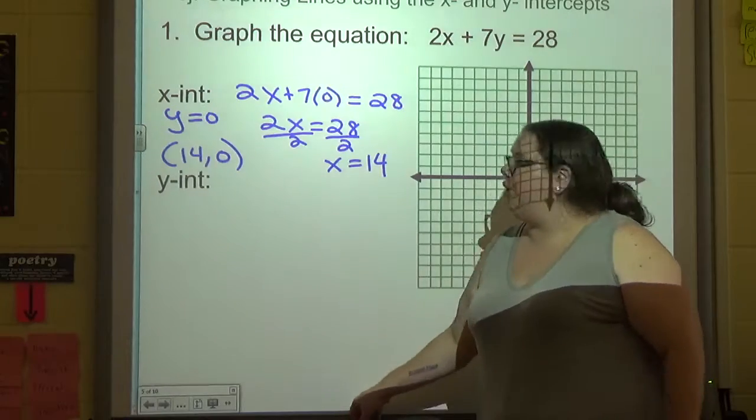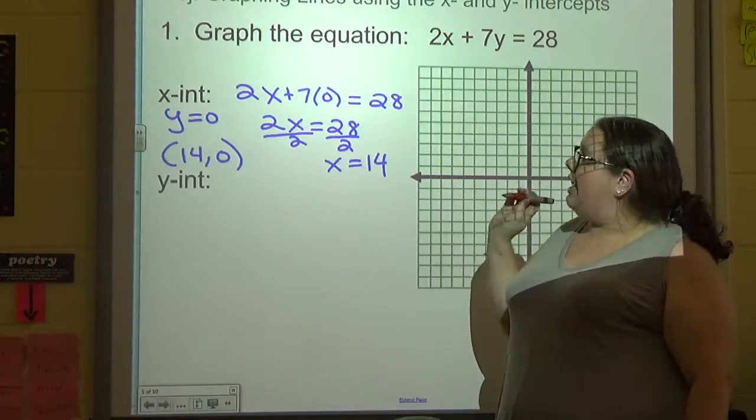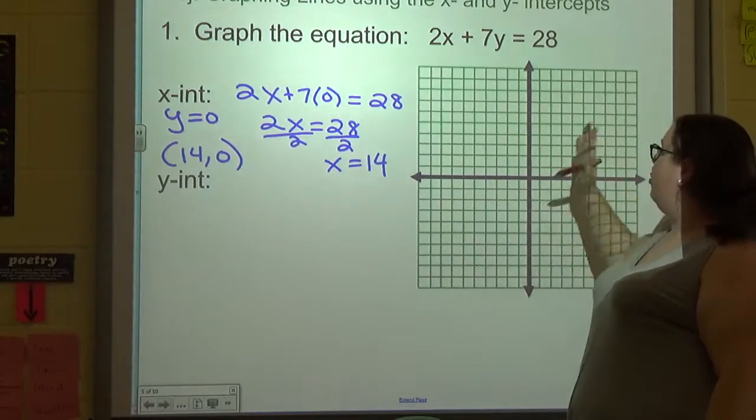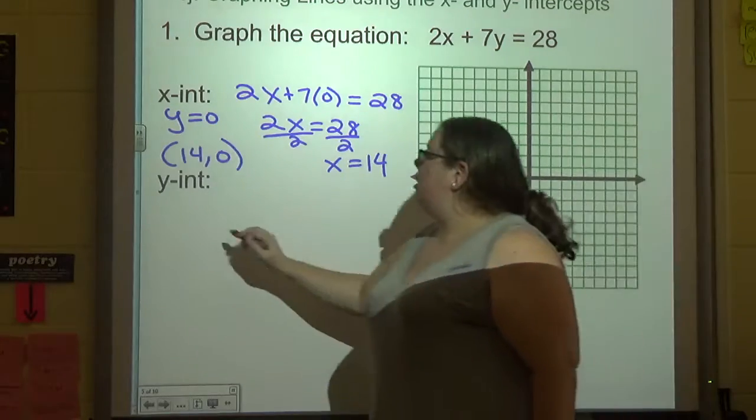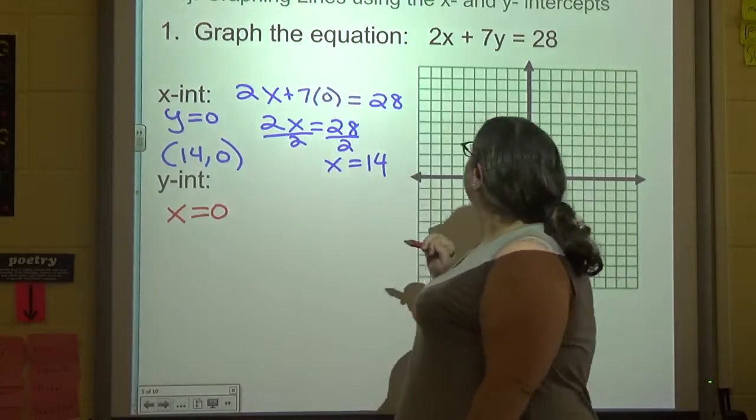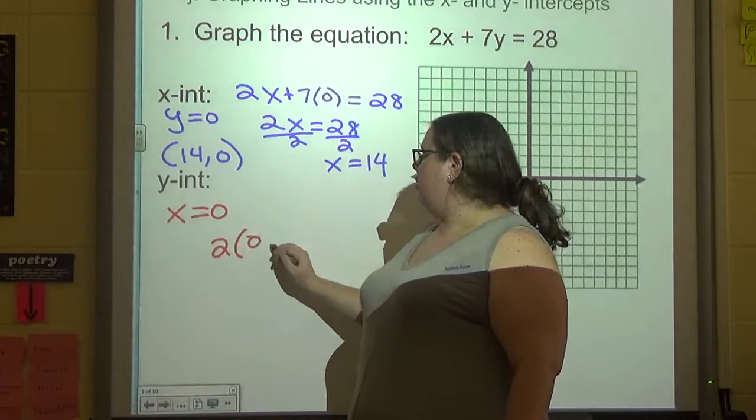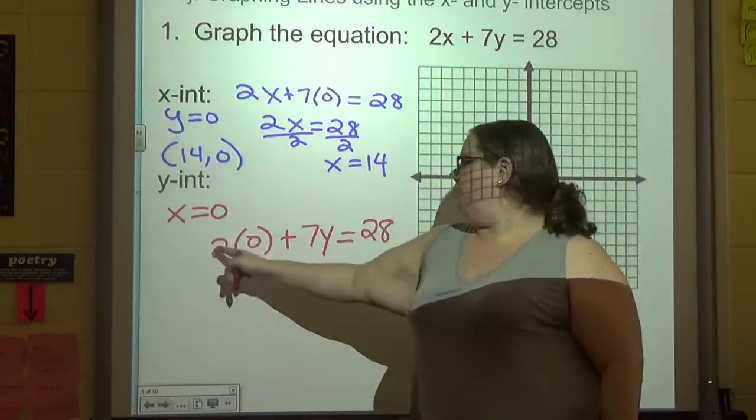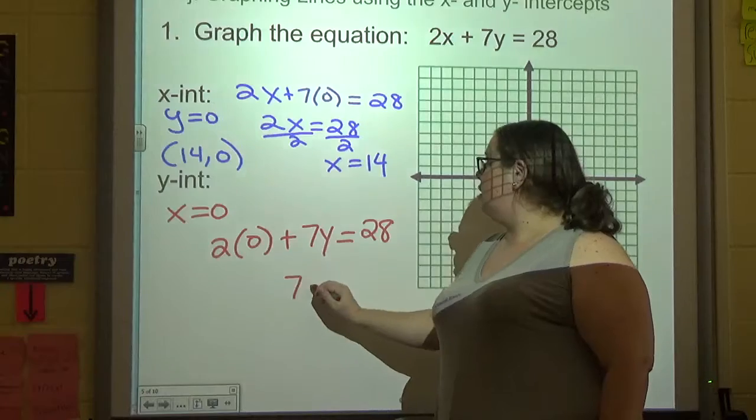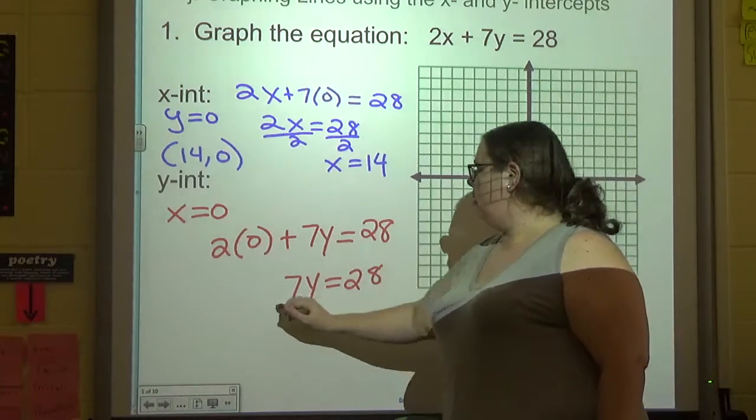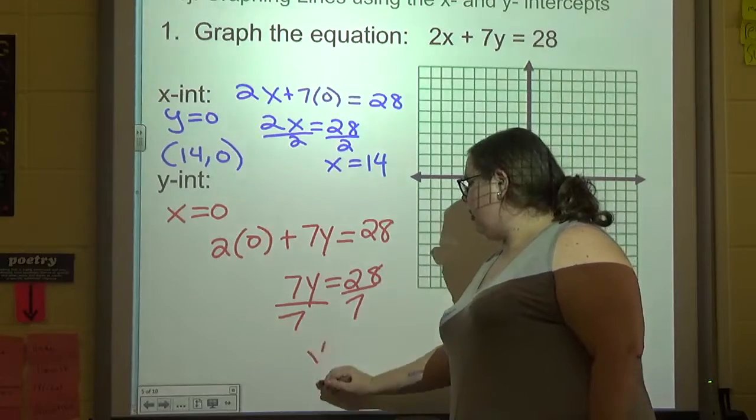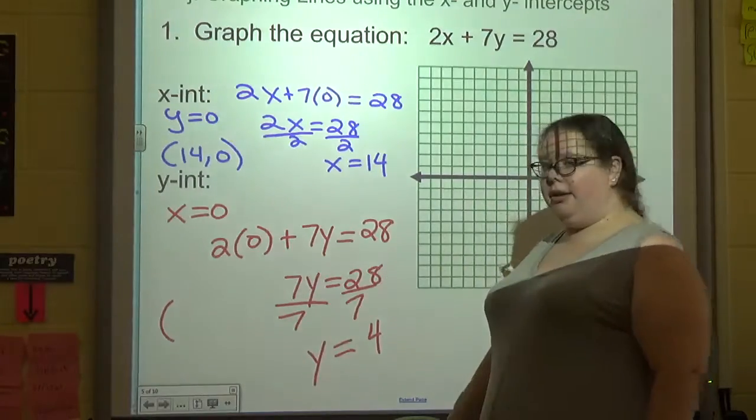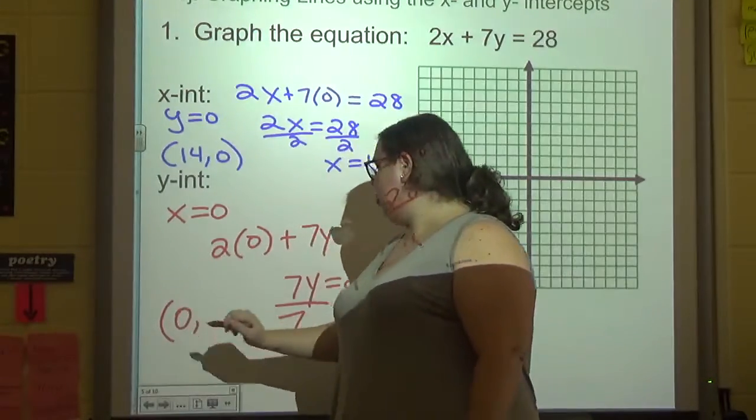So take a guess, what do you think the y-intercept? The x value is 0. The y-intercept, we're not sure what y is, but we definitely know we're not going left or right. So for this one, x equals 0. So we're going to replace our x value with 0. 2 times 0 is 0, that cancels out. 7y equals 28. Divide by 7, my y value is 4. So my y-intercept is the point (0, 4).